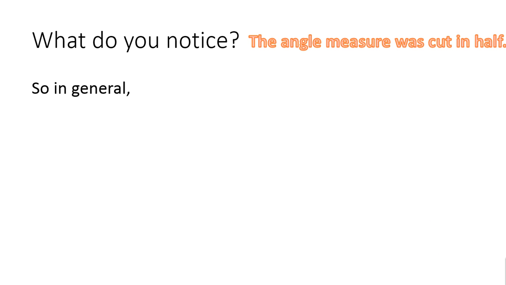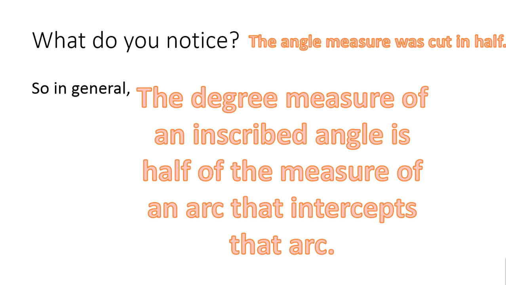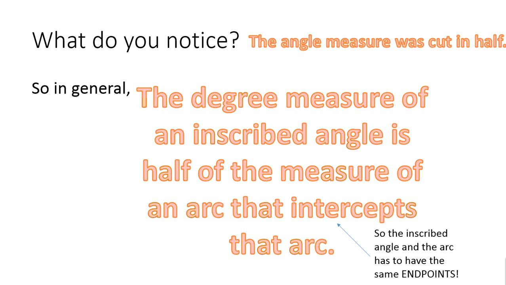So what do you notice? That the angle measure was cut in half. So in general, the degree measure of an inscribed angle is half of the measure of the arc that it intercepts. So the inscribed angle and the arc have to have the same endpoints.